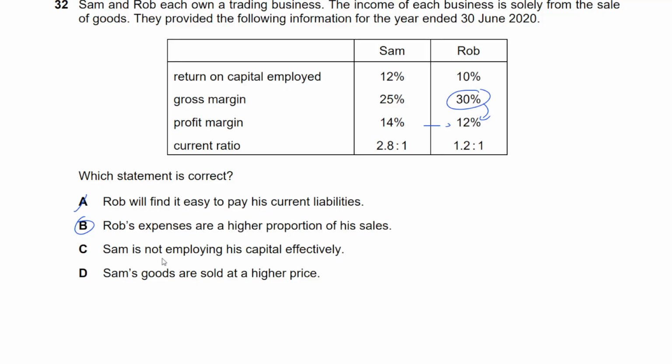So this looks good to me. Sam is not employing his capital effectively. Well, let's see. Sam's return on capital is better than Rob's, so why not? He's applying it effectively. Sam's goods are sold at a higher price. That would mean that probably Sam would have a better gross margin, although you have to take cost into consideration. If he's selling at a higher price, is he really increasing the cost by the same amount, or maybe more? So cost is also part of the consideration. Anyway, this is also wrong based on this current data.